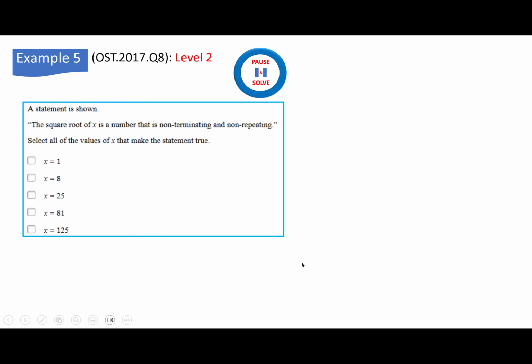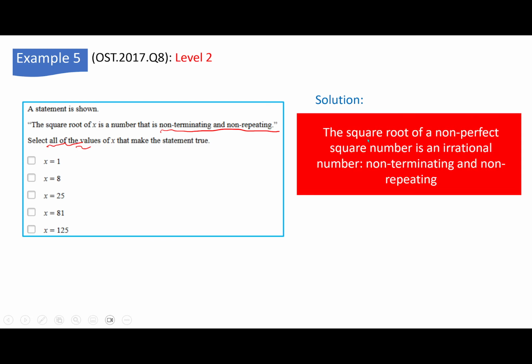Example 5. A statement is shown. The square root of x is a number that is non-terminating and non-repeating, which means irrational number. We need the square root of the number to be irrational. Select all the values for x that make the statement true. When you say select all, expect there's more than one, okay? So remember what I started with: the square root of a non-perfect square number is an irrational number, which is non-terminating and non-repeating. So I need to find from these numbers which one is not a perfect square.